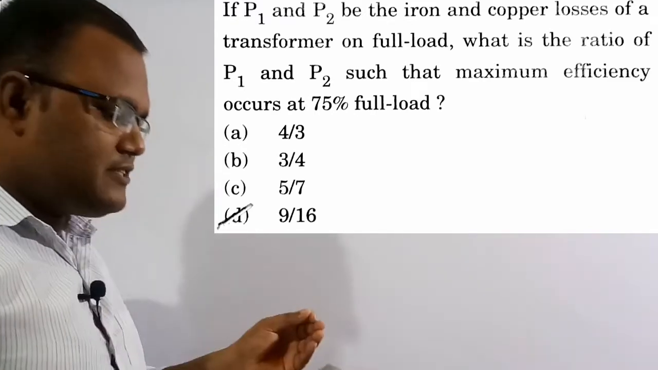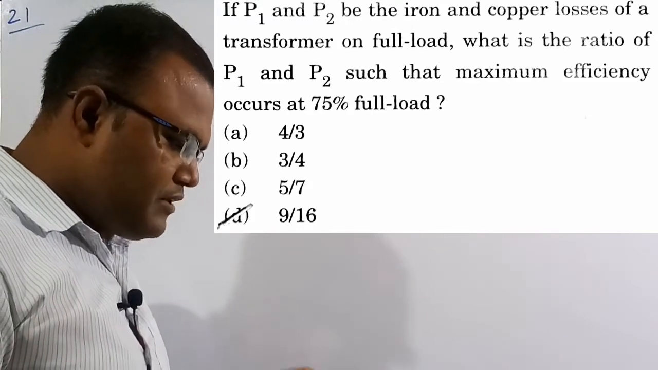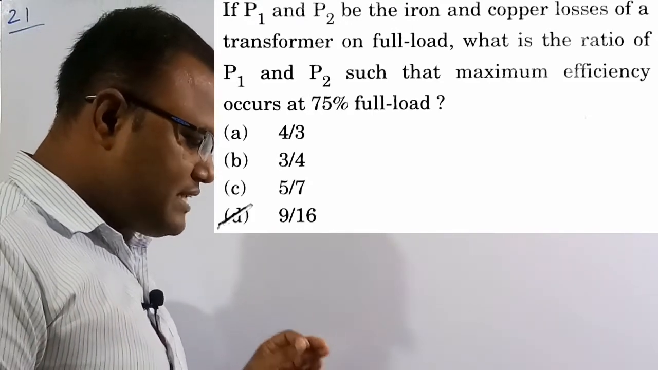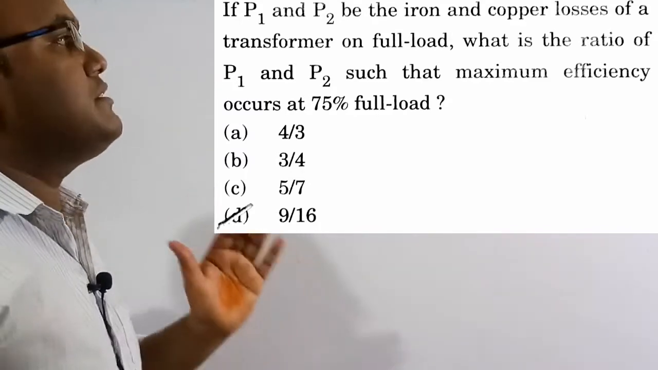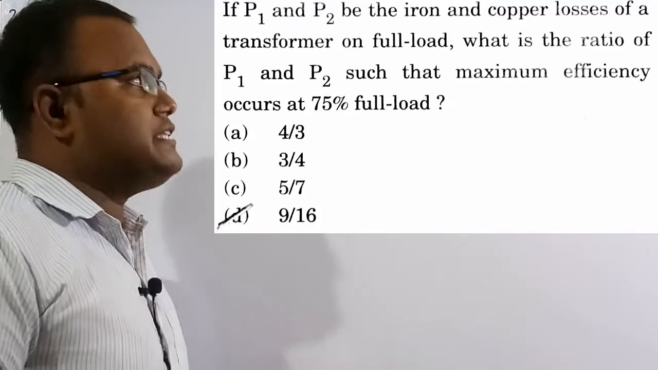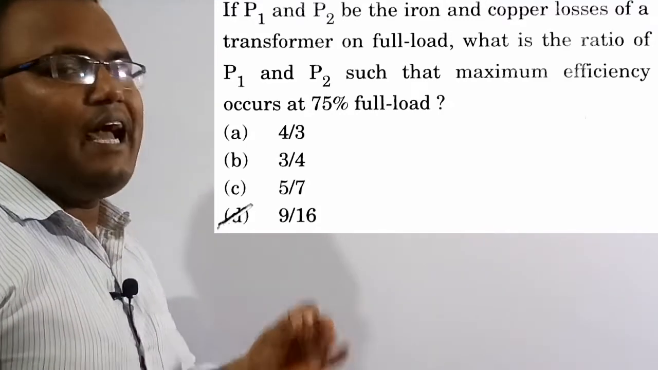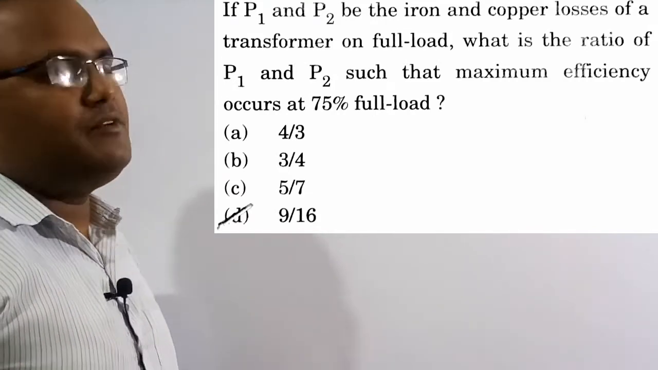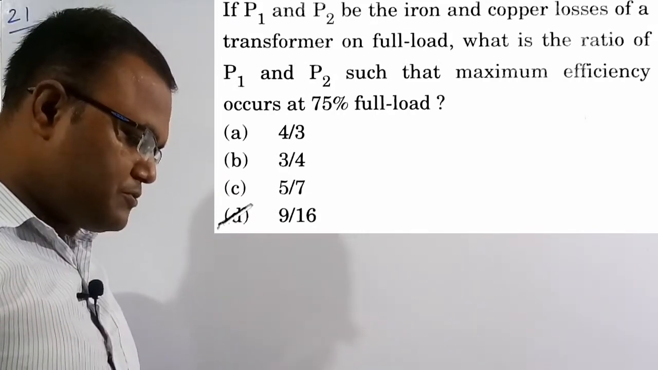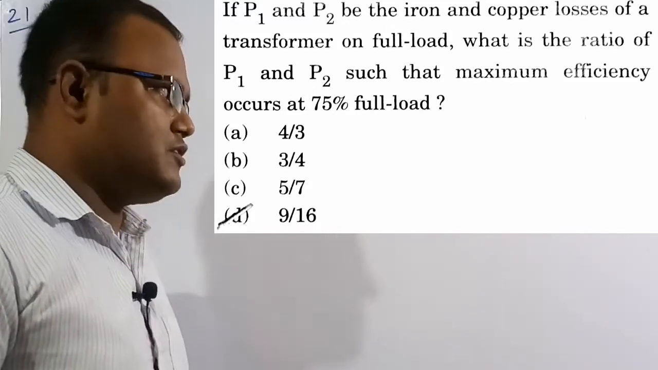So here at 75% of the full load, you have to find the ratio of P1 and P2. That means the maximum efficiency is going to occur at 75% of the full load, and at this condition we need to figure out the ratio of P1 by P2. So what are the four options? Option D, 9/16, is the correct solution of this question. So let's solve this numerical.